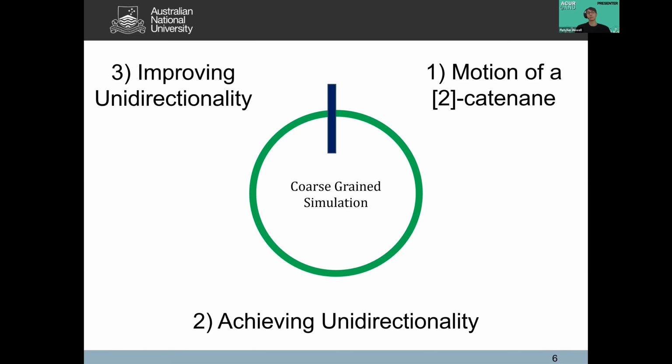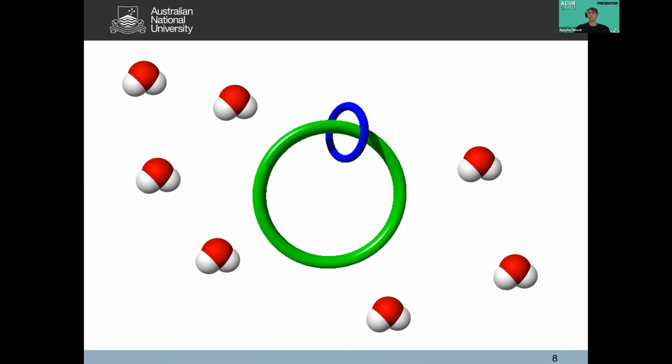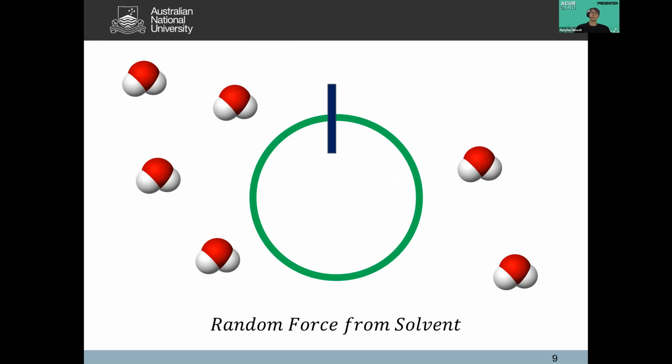So firstly, I said that a machine takes one form of energy and turns it into another. And so our primary energy source in this case is some random vibrations of water molecules. So these red and white blobs you can see on the screen are water molecules. And like all molecules that are above absolute zero, they vibrate randomly. And so a water molecule might happen to vibrate and collide with the minor ring and cause it to move.